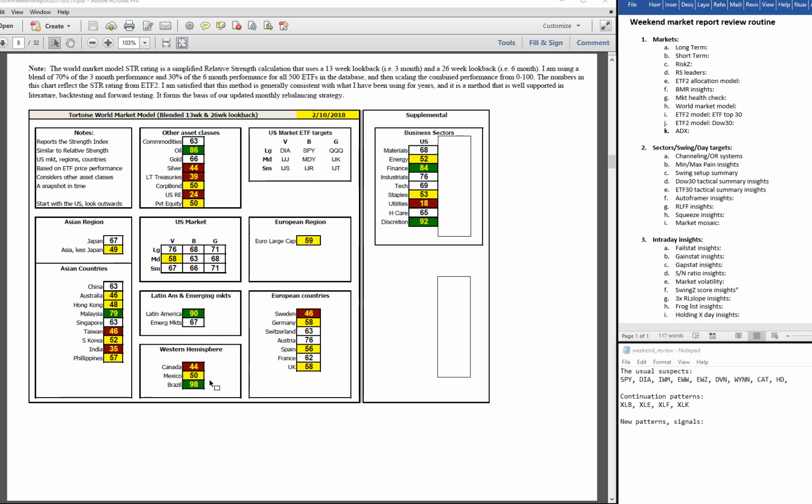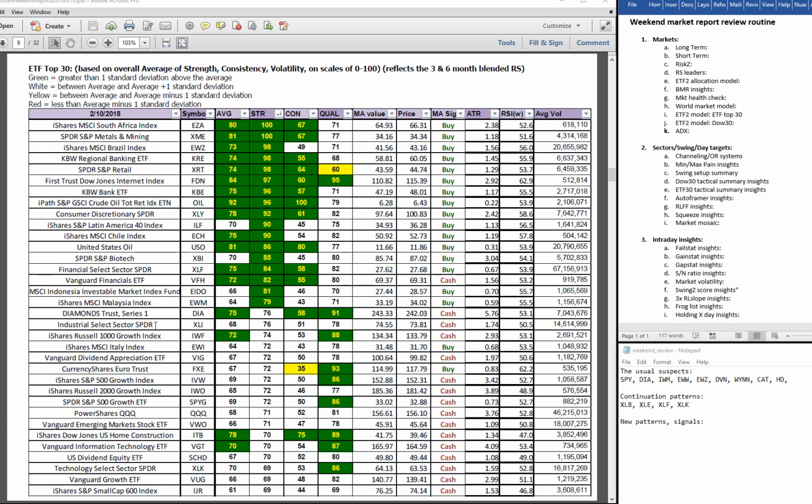Market health check, Latin America and Brazil leading the way along with Malaysia. U.S. generally still above average. Mixed bag in both Europe and Asia. The ETF top 30, based on that ETF2 lens, notice Brazil has moved to the top, Latin America, Chile, biotechs, Malaysia. Green and green are the ones that have been and remain relative strength leaders. Green and white are ones that are showing some strength.